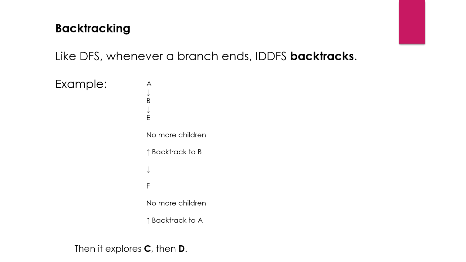This is called backtracking. Example: A to B, B to E, no more children are found. It will backtrack to B and then F, and finding there are no children, it will also backtrack to A, then explore C and then D.